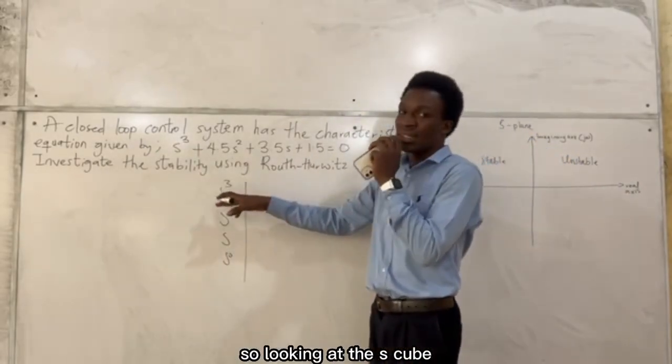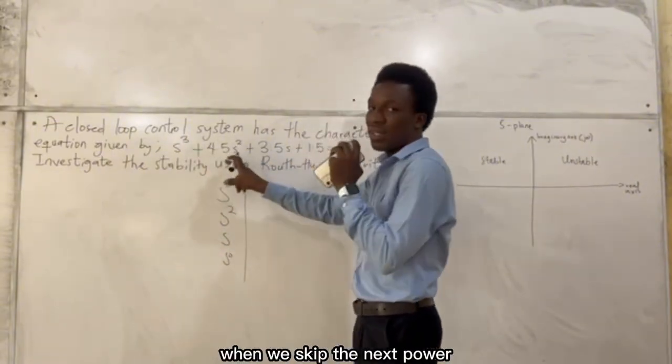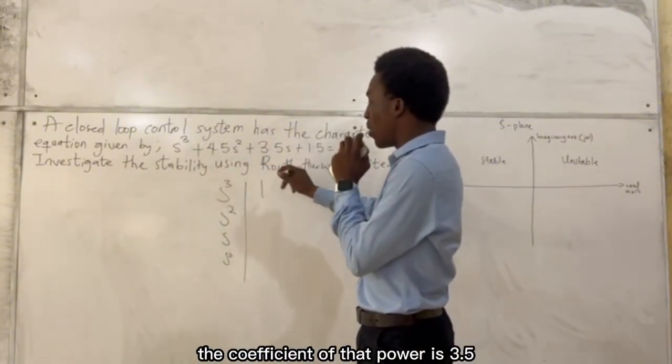Looking at s cube, the coefficient of s cube is 1. When we skip the next power, the coefficient of the following power is 3.5.